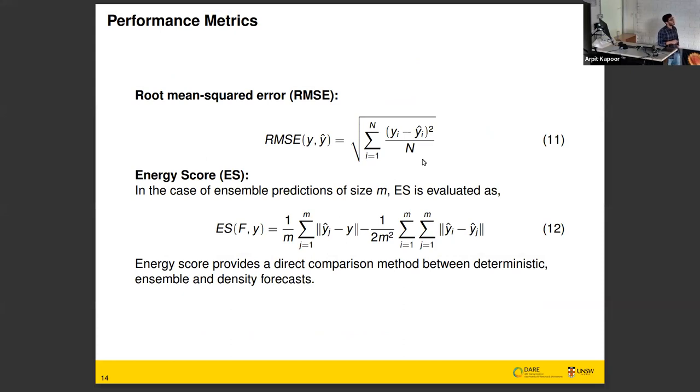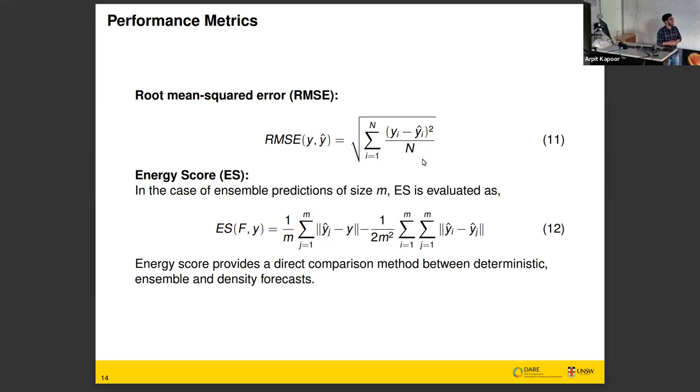So to evaluate this method, we have used two metrics. The first one is the RMSE, which is a straightforward root mean squared error, quite prominently used in regression applications. The second one that we use here is called the energy score. Energy score is a generalization of CRPS, which is the continuous ranked probability score, I think. The CRPS is commonly used in probabilistic or ensemble methods. CRPS is used for univariate predictions, whereas energy score is generalized to multivariate predictions.